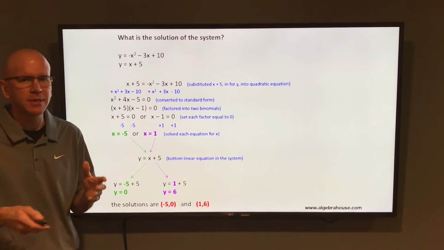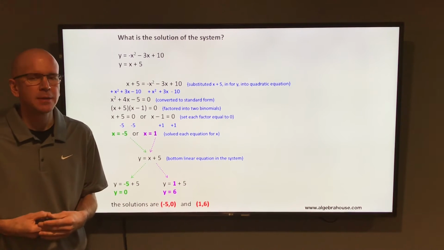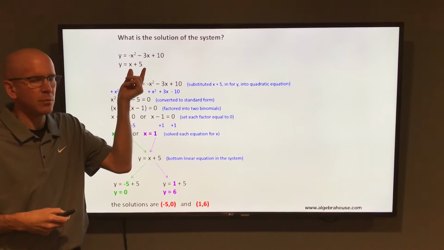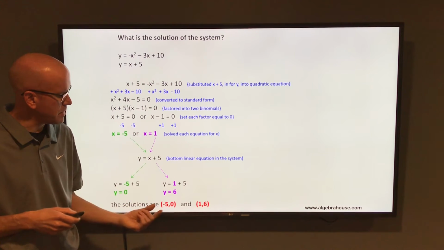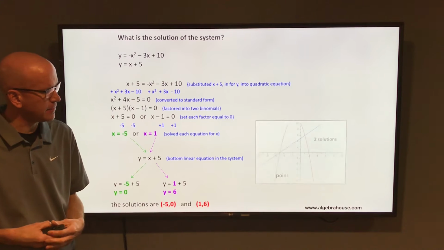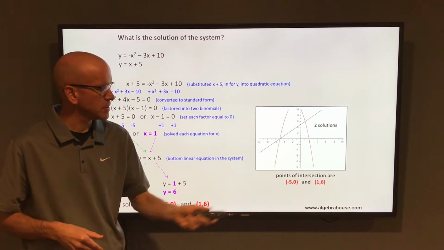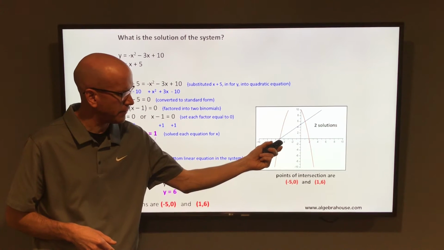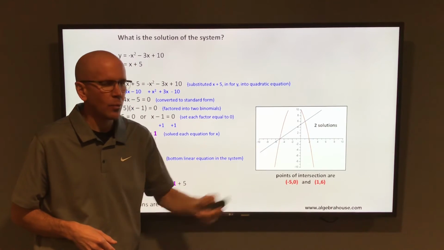So 2 points of intersection when I graph these two equations. When I graph the parabola and when I graph the straight line, they're going to meet at the points negative 5, 0, and 1, 6. And you can see that the points of intersection are negative 5, 0, and 1, 6.